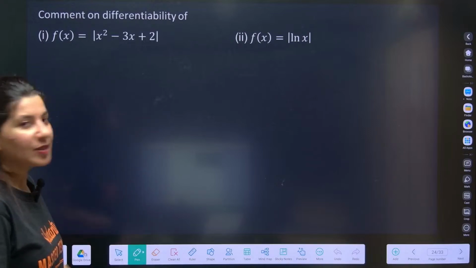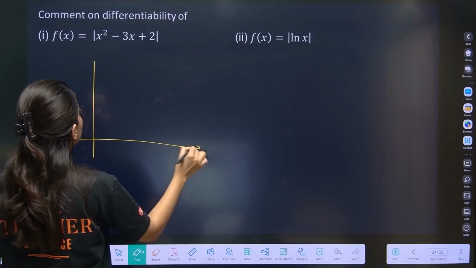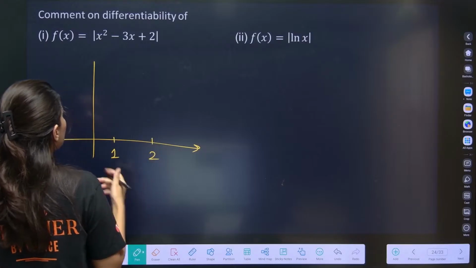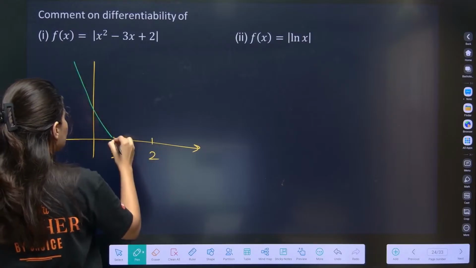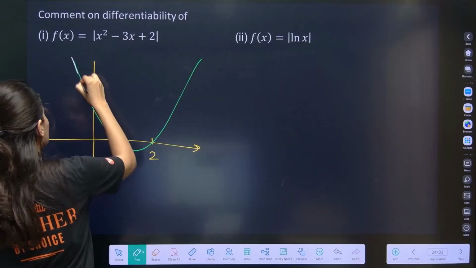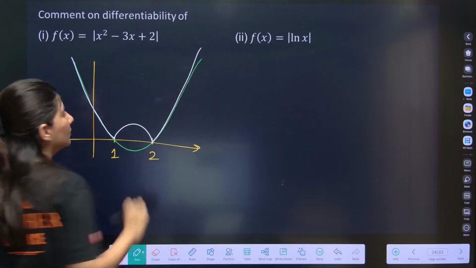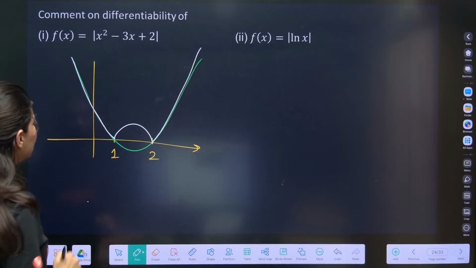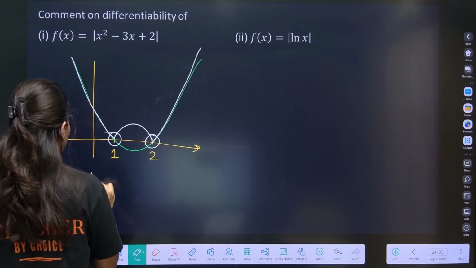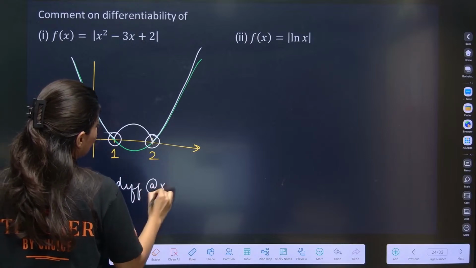Comment on differentiability again. Now the graph will come into the picture. So this is a parabola, x square minus 3x plus 2. 1 and 2 are the roots of this. Can you see that this is how it is? And now, can you see this? So this is sharp corner 1, sharp corner 2. Non-differentiable at x equals 1, 2.